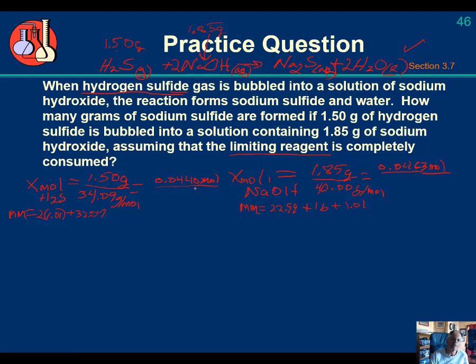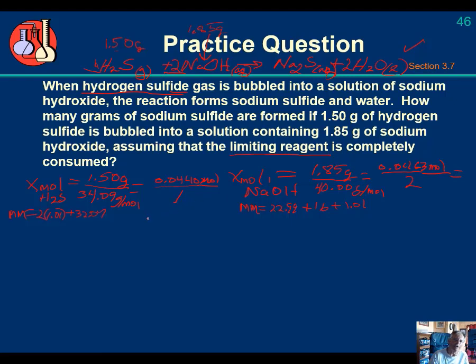Well, 0.0440 moles is less than 0.0463 moles of sodium hydroxide, so this must be the limiting reagent, right? No, you have forgotten that the coefficient of sodium hydroxide is 2 and the coefficient of hydrogen sulfide is just 1. So we're dividing this by 1 and we're dividing this by 2.